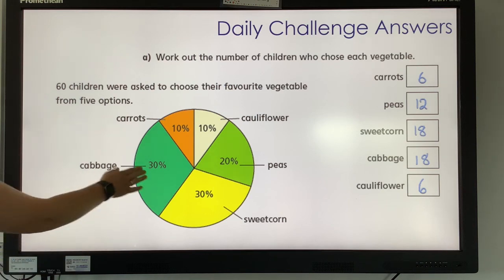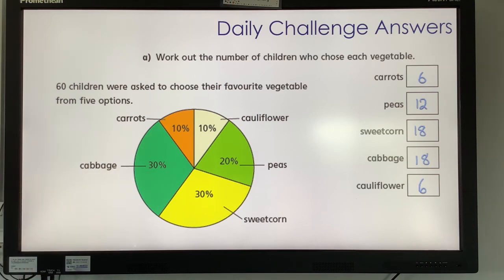Cabbage, you've got 30%. But you found 10% already. You know that 10% is 6. There are 3 lots of 10 in 30, so times your 6 for your 10% by 3 to get 30%, and you get 18. That gives you the cabbage number and the sweet corn number. And lastly, if you know that 10% is 6 and you've got 20%, then you know that 20% is 12 children. Well done.